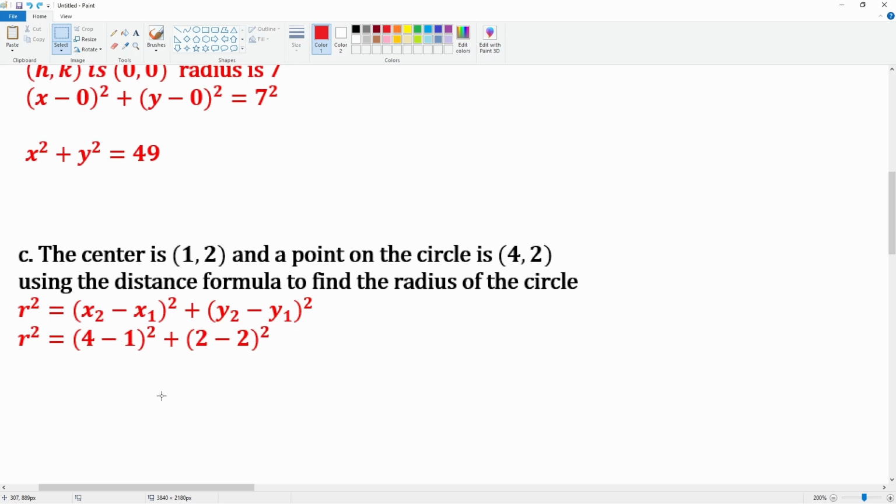4 minus 1 is 3. 2 minus 2 is 0. So r squared is equal to 3 squared, which is just 9. Square root both sides. r is technically plus and minus 3, but we just take the positive value as 3.